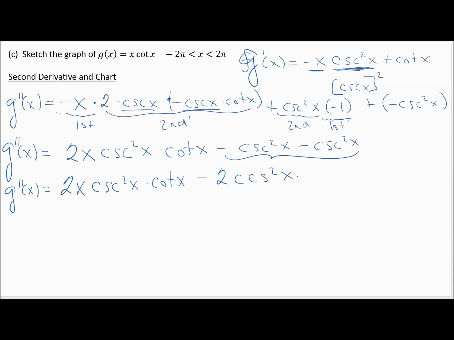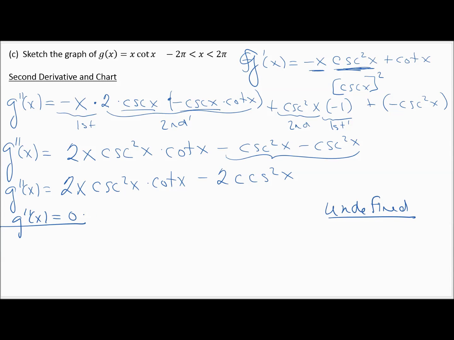But keep in mind, what do we have to do with the second derivative? We need to know where that thing is equal to 0. And we also need to know, I'm going to put it way over here, where it is undefined. Both of those things. Now, these are going to find potential inflection points for us. Okay? So, first of all, I set this equal to 0.